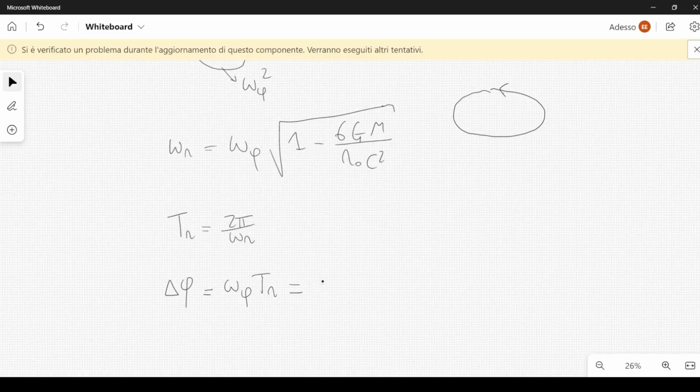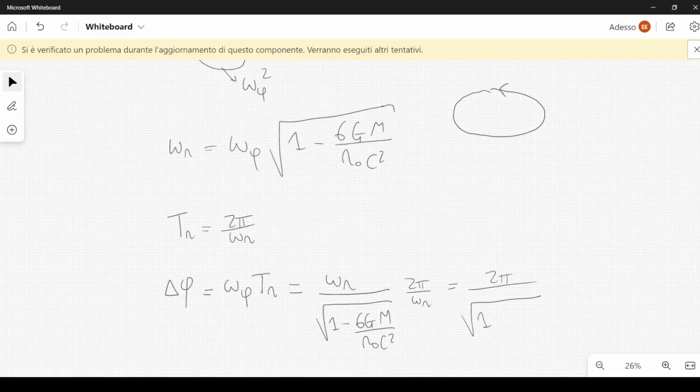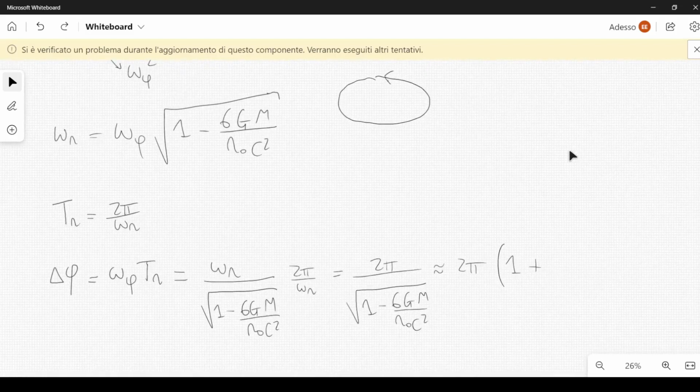This is equal to omega r divided by the square root of 1 minus 6GM over r0 c squared. And we multiply this by TR, which is equal to 2 pi over omega r. But this is equal to, of course, 2 pi divided by the square root of 1 minus 6GM divided by r0 c squared. But this term here is very small because it contains c squared in the denominator. So this is small and we can expand it. Therefore, this is approximately equal to 2 pi times 1 plus this term here divided by 2, if you do a Taylor expansion. So we get 3GM over r0 c squared.